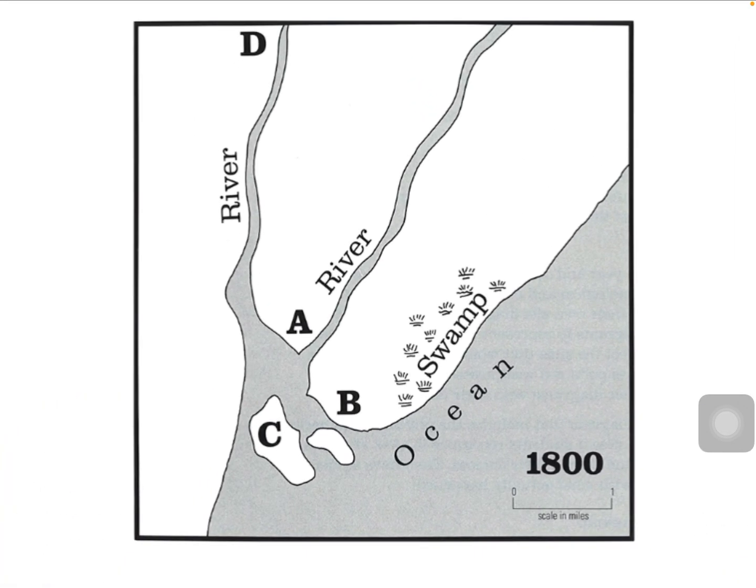This is a sample of possible settlements from the 1800s. So if you were somebody who was living in the 1800s, which spot do you think would be the best settlement and why? Where would you like to build a settlement? We have C, B, A, and D here. Which one do you think would be the best place to build a settlement? Be ready to defend your answer and pause the video if you need some more time.